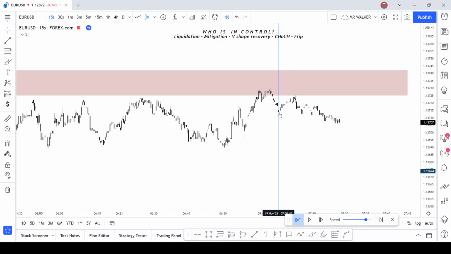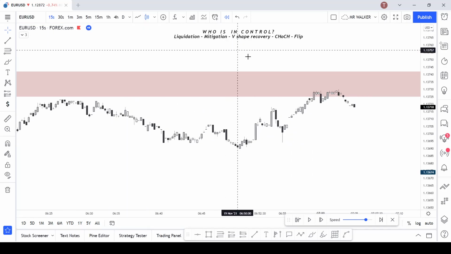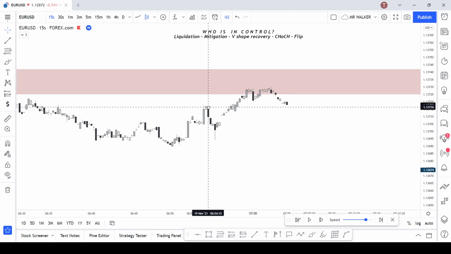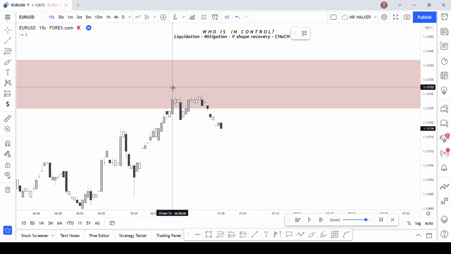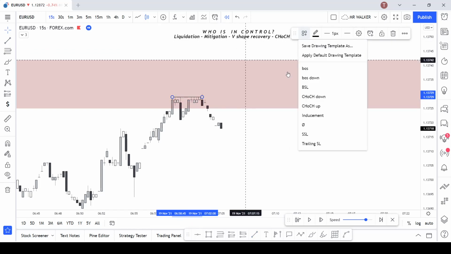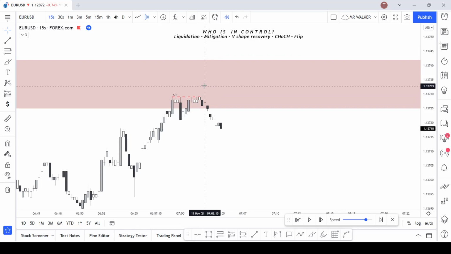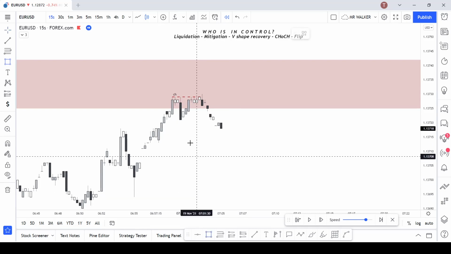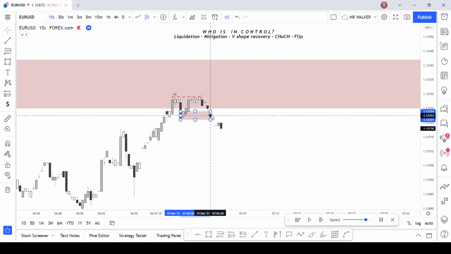we want to see some reaction. As you can see, we want to see these 5 things: reaction, mitigation, V-shape recovery, and then choch and flip. Okay. In this case, we have our liquidation and a first part of choch, change of character. We then see a mitigation of an important zone, which is 1 minute time frame supply, if I'm not wrong. So now we want to see some reaction to this demand.